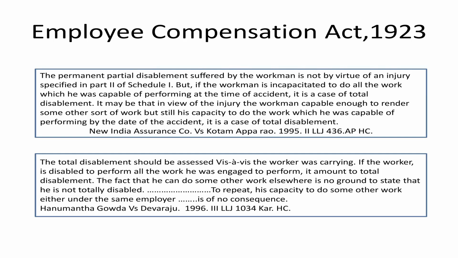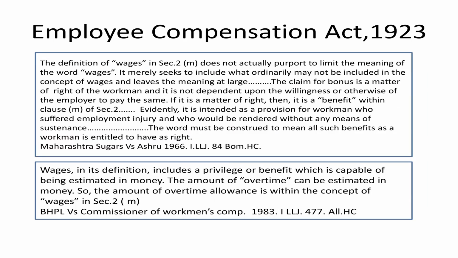If the worker is disabled to perform the work he was engaged to perform, it amounts to total disablement. The fact that he can do some other work elsewhere is no ground to say that he is not totally disabled. In Karnataka High Court, in the case of Hanumanta Gowda versus Devaraju, it has been held like that. So, the thing is that his capacity to do other work is totally of no consequence. Whatever the disablement is, the percentage is calculated as per the schedule and compensation is paid, and that's the end of it.